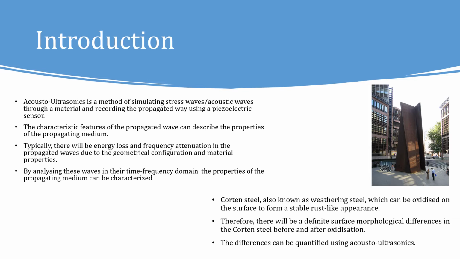This is due to the reason that there will be an energy loss during the wave propagation and also an attenuation in terms of amplitude and frequency due to the geometrical configuration and the material properties of the propagating medium. For example, when an acoustic wave is allowed to propagate through a narrow geometrical boundary, there will be lots of reverberations. These reverberations can attenuate the signal in terms of both amplitude and frequency.